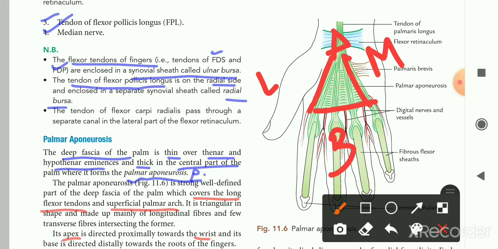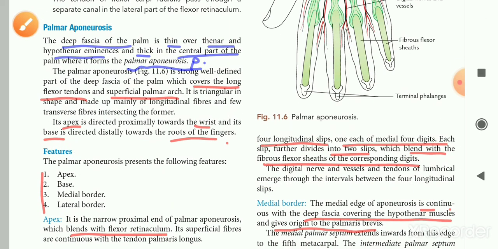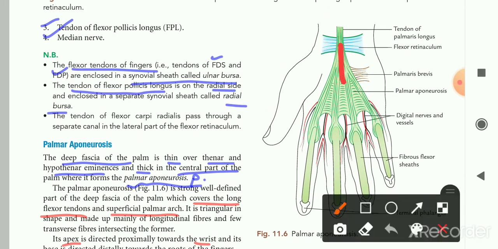So this is the palmar aponeurosis. It covers the long tendons of the flexor muscles as well as the superficial palmar arch, which is the arterial arcade. So we have seen that the apex is directed towards the wrist and the base is directed towards the roots of the 4 digits.